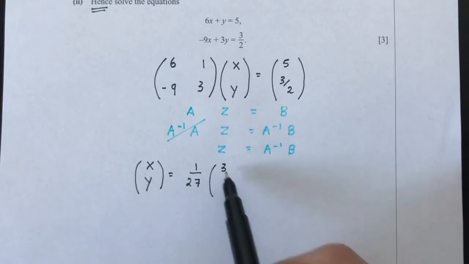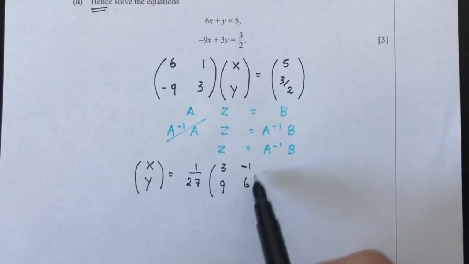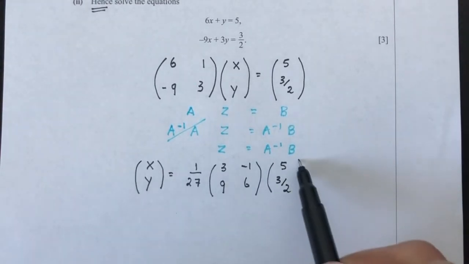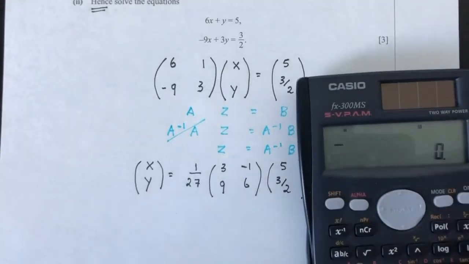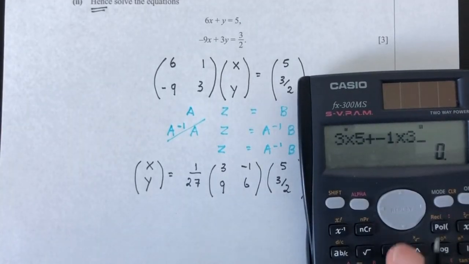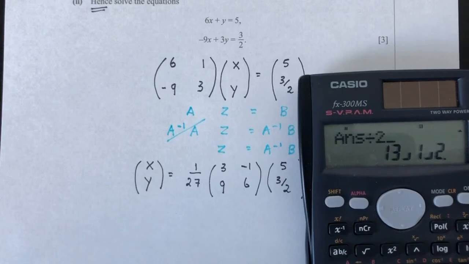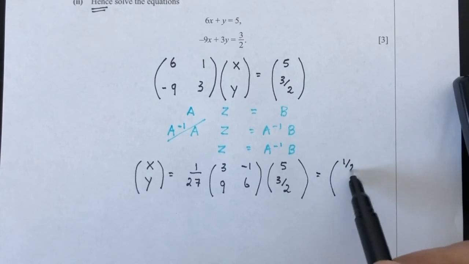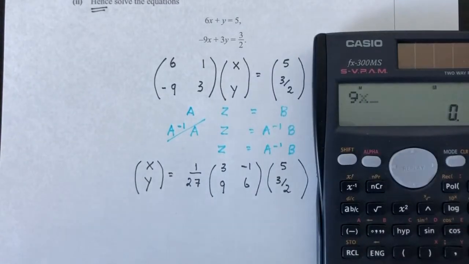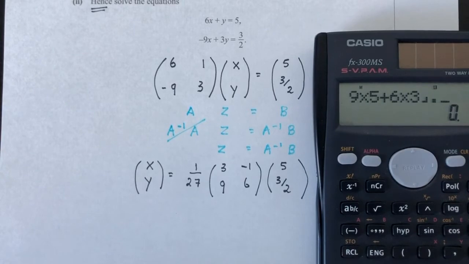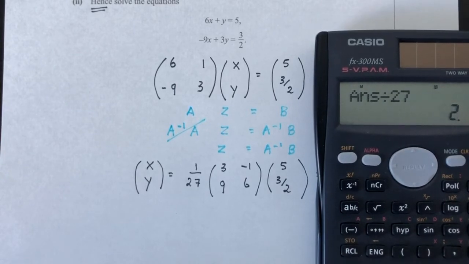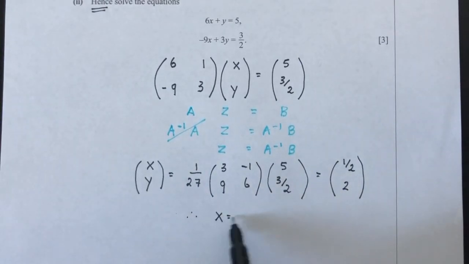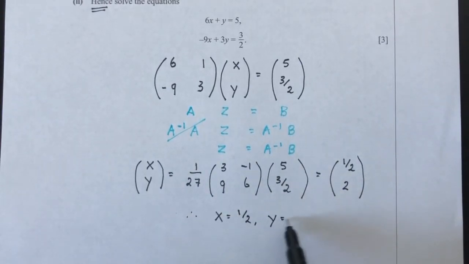That is the inverse matrix, 3, 9, minus 1, 6, times this one, which is 5, 3 over 2. So rows by column, 3 times 5 plus minus 1 times 3 over 2, divide by 27. That will be half. And same thing, 9 times 5 plus 6 times 3 over 2, divide by 27. That will be 2. Here you go. X is equal to half and y is equal to 2.